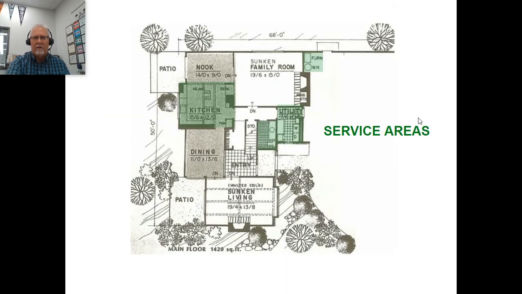Next category would be our service areas. And you see them highlighted here. We show a kitchen, and it looks like a small bathroom, maybe some laundry facilities, things like that. Our furnace and our water heater, those that are color coded in green, might be our service areas.